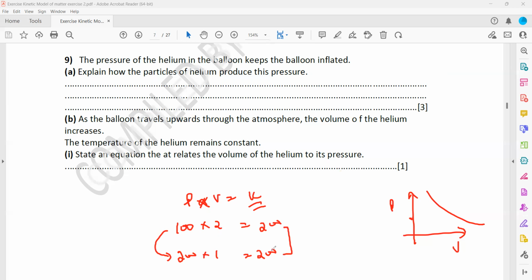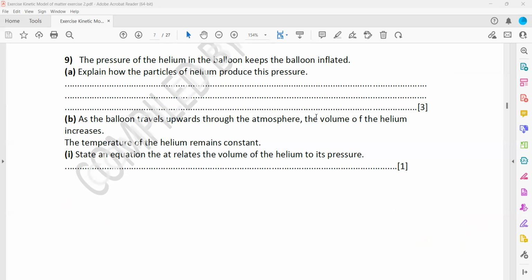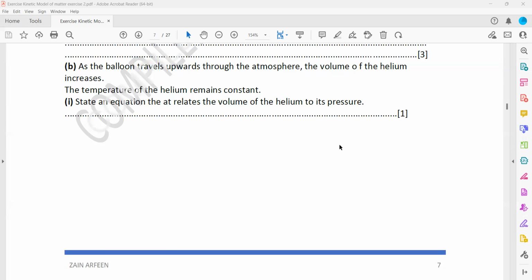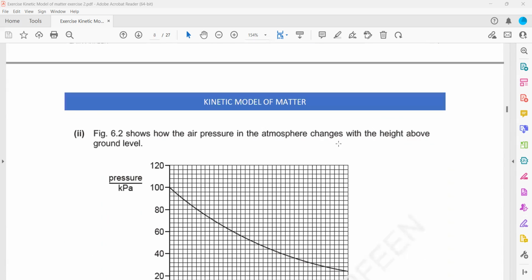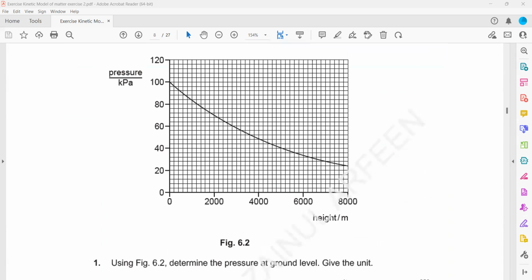If I increase the pressure to 200, the volume will decrease, but when I multiply, I'll get the same answer. So in maths, whenever two quantities are inversely proportional to each other, the product of the two quantities is always constant. And when two quantities are directly proportional, their ratio is constant. That's always the rule: directly proportional, ratio constant; inversely proportional, product constant.